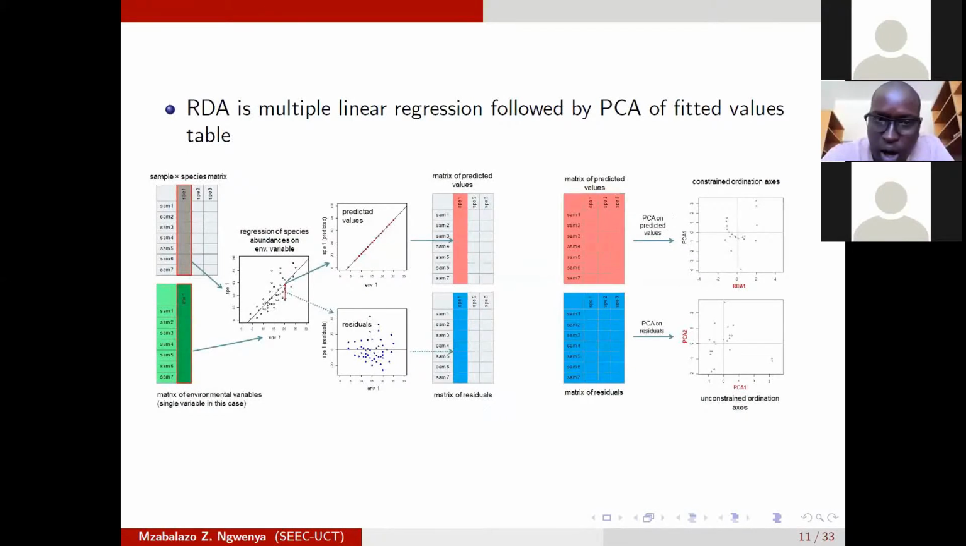So that would be our RDA algorithm. So we just have an idea of what's happening at the back without looking at the mathematics.